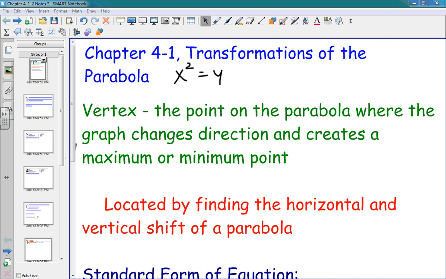What does y equals x squared look like? A U or a horseshoe, correct? The vertex is the point of the graph where it changes directions and creates a maximum or a minimum point. If it's creating a maximum point, that means it's opening down. If it's creating a minimum point, that means it's opening up. Do you understand that?